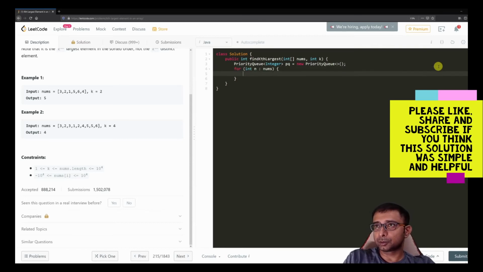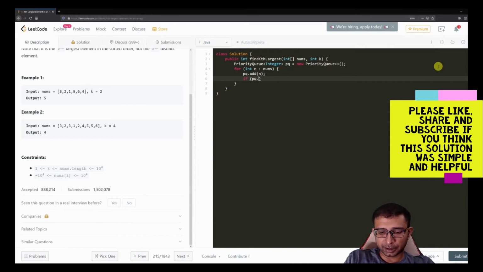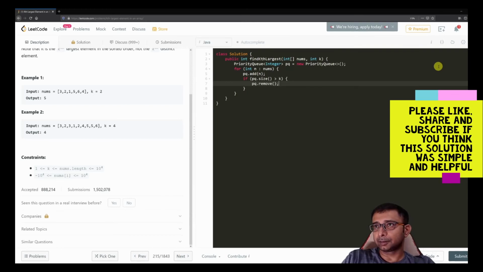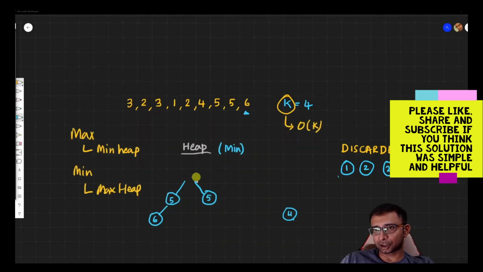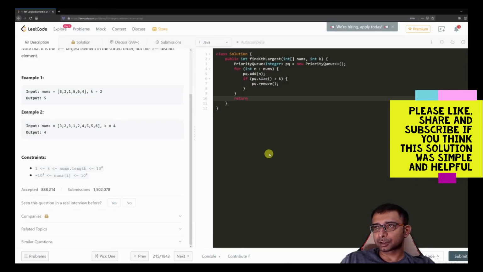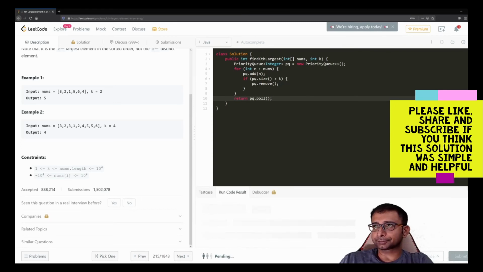So what we are going to do is iterate over nums, and push into the heap. So pq.add of n, and at any point if you see that pq.size is greater than k, the way we have talked, we are just going to remove elements. This is as good as discarding because we are not taking the elements anywhere. So we are just doing a discard over here. And at the end, if you remember, we had the element on the top over here, right? So we just have to do a pq.poll, and this would give me the element that we are looking for, right?